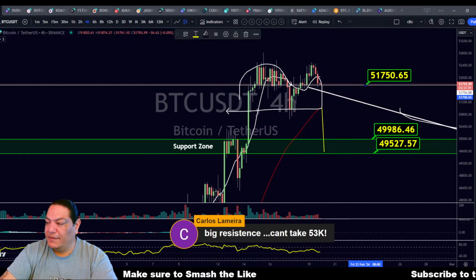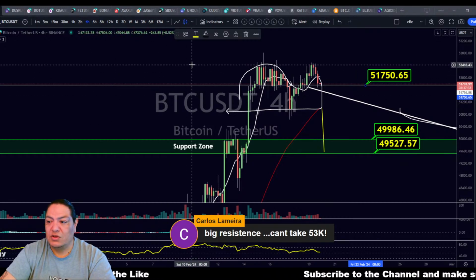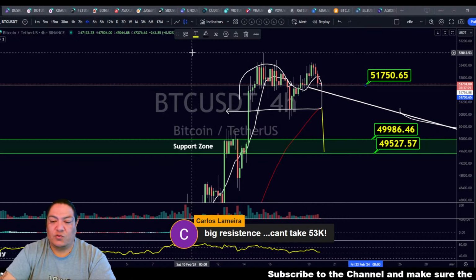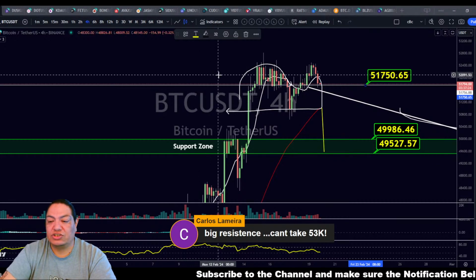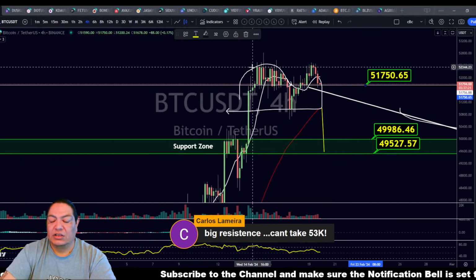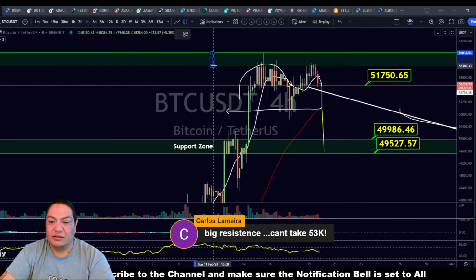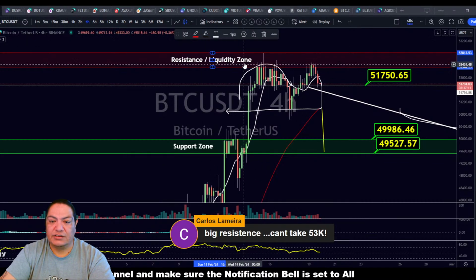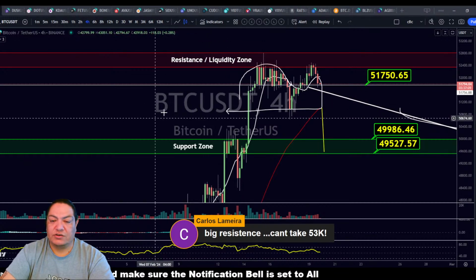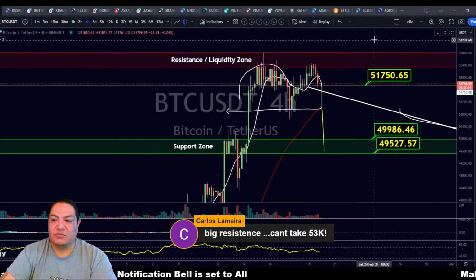Big resistance, it can't take 53. Yeah, it's really strong, guys. We've got 42, 42.4, and 42.8. This level right here is really strong, and you can just see it. If you go to lower time frames, it just looks ridiculous, from here to all those stops. That's your liquidity zone, your resistance zone, but it needs to break that level. Once it breaks that level, good.